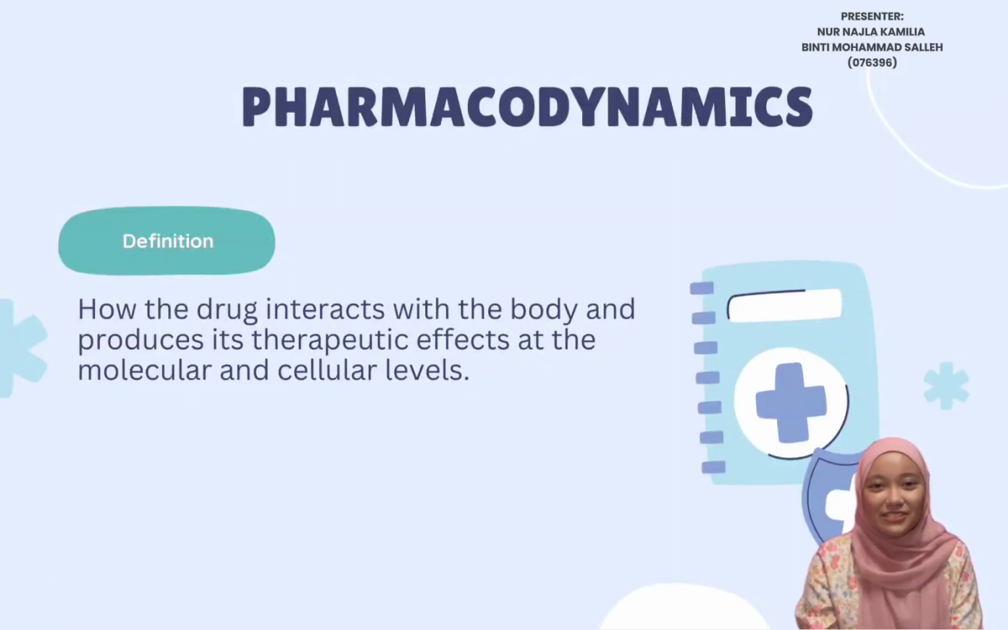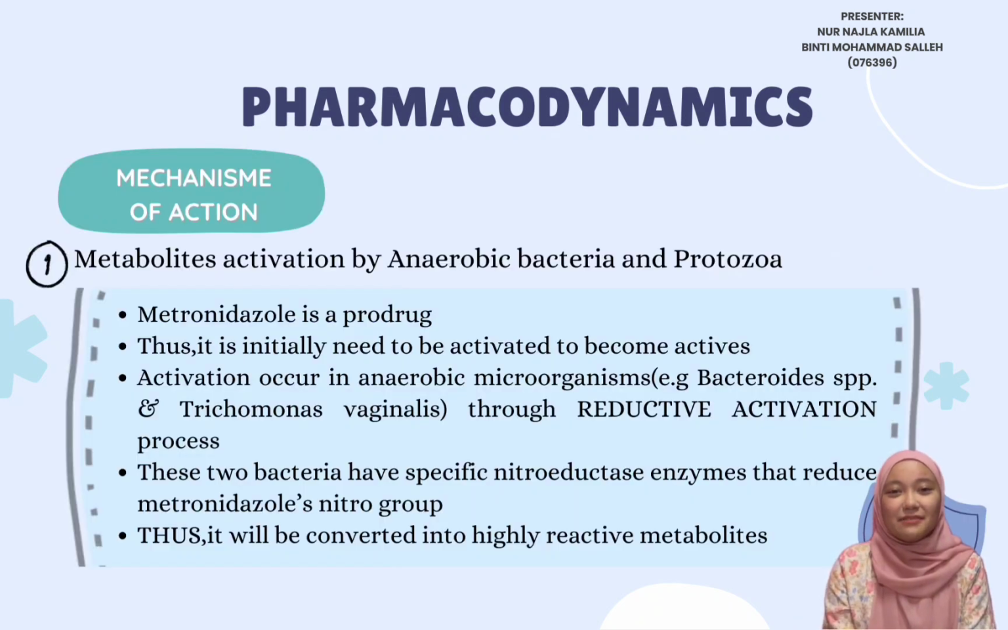So next, we are going to talk about pharmacodynamics. Pharmacodynamics is how the drug works with our body to produce its therapeutic effects. So for the mechanism of action, the first one is metabolite activation by anaerobic organisms, for example Trichomonas vaginalis. Metronidazole is actually a prodrug, so it needs to be activated by anaerobic organisms. Trichomonas vaginalis will reduce the nitro group in metronidazole, so it will activate the metronidazole.